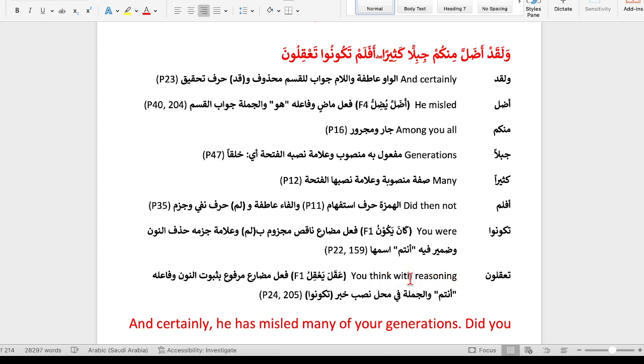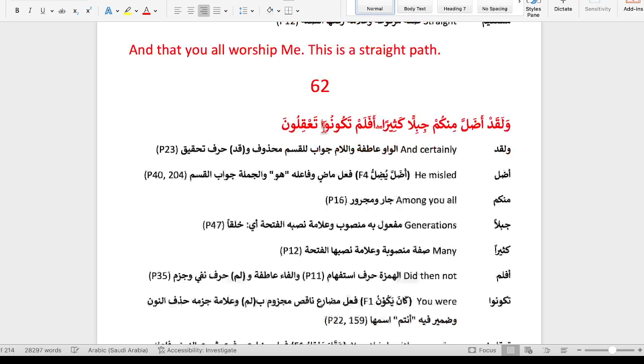Takiluna, you think with reasoning. So the translation would be: walakad azalla minkum jibillan kathira, and certainly he misled from among you many generations. Afalam takunu takilun, then do you not think with reasoning, you don't use your brain, to think with reasoning about why you are still following the devil.